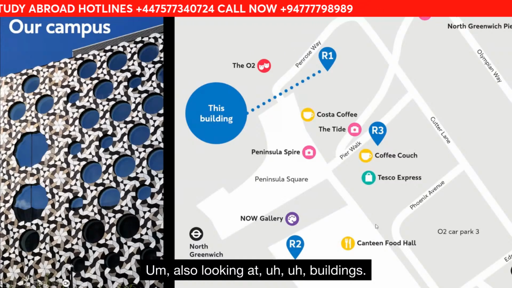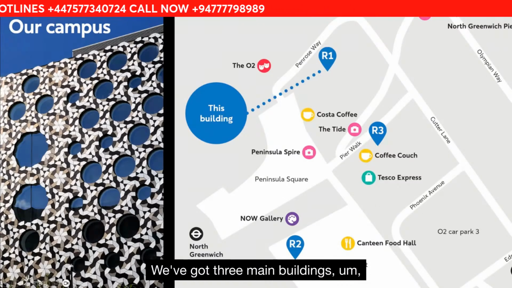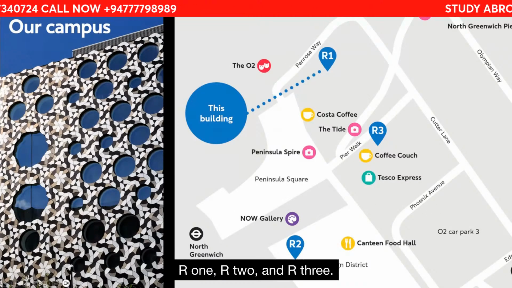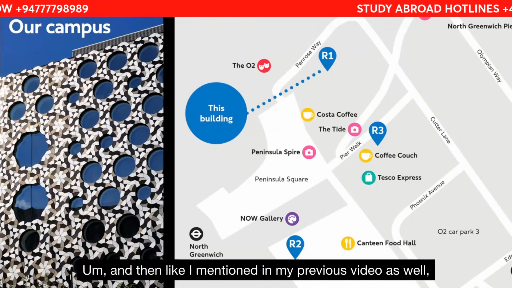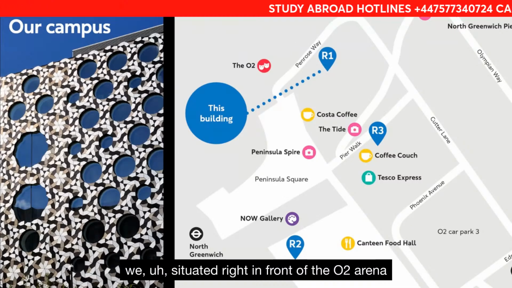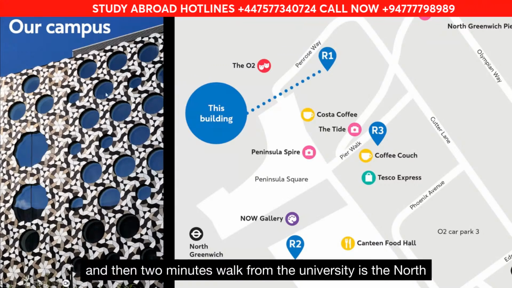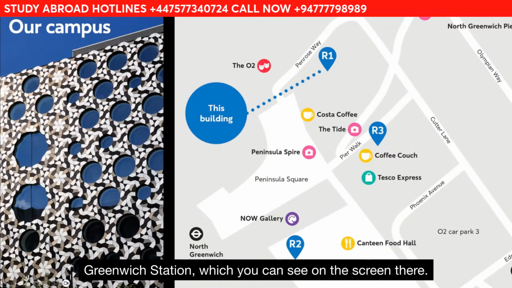Also, looking at our buildings, we've got three main buildings, R1, R2, and R3. And then, like I mentioned in my previous video as well, we are situated right in front of the O2 Arena. And then a 2 minute walk from the university is the North Greenwich Station, which you can see on the screen there.